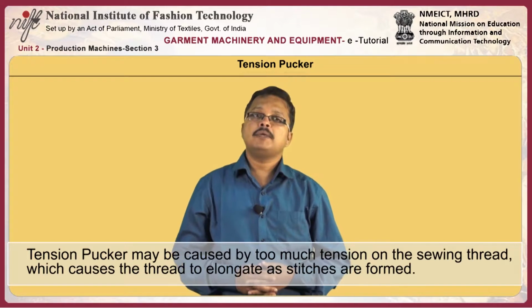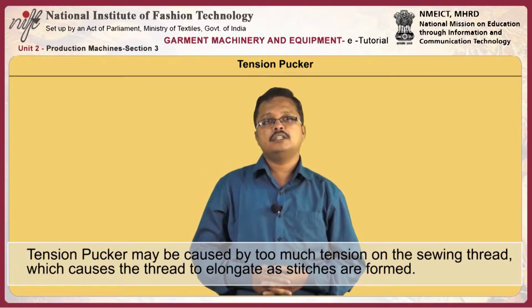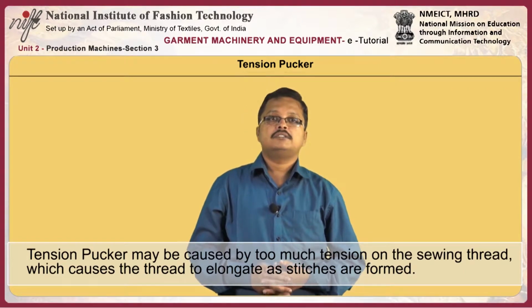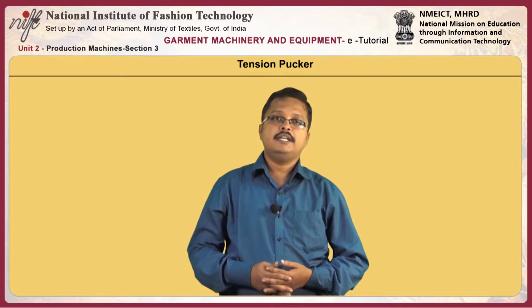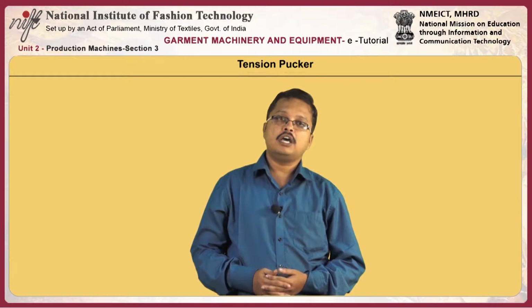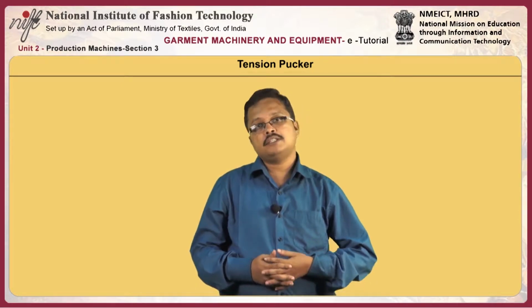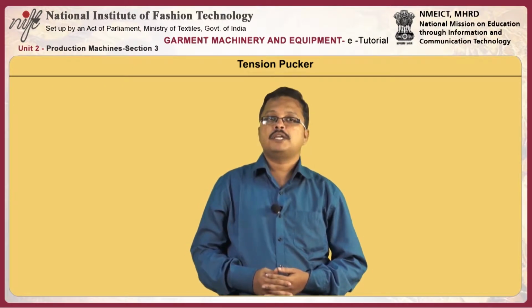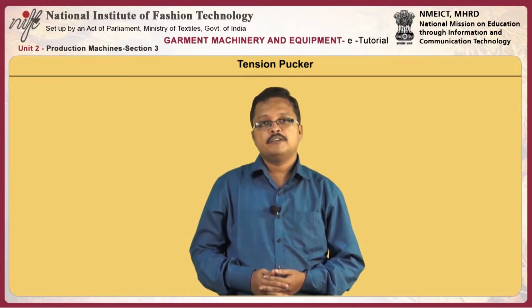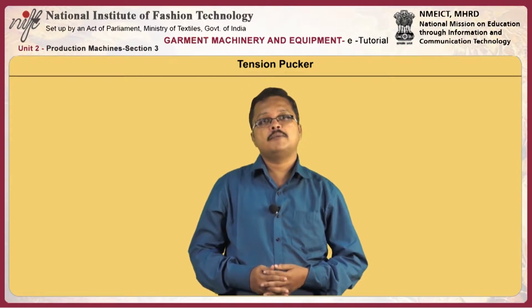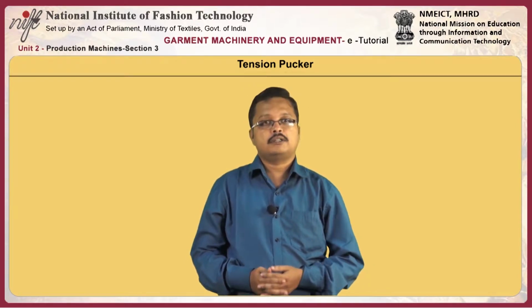Tension pucker may be caused by too much tension on the sewing thread, which causes the thread to elongate as stitches are formed. Tight tension settings on upper or lower threads during stitching or bobbin winding or damaged thread guides may be other causes. Tension pucker is primarily a problem with synthetic thread, which has greater elongation capabilities than other thread. As the thread relaxes, it can cause the fabric to draw together and pucker.